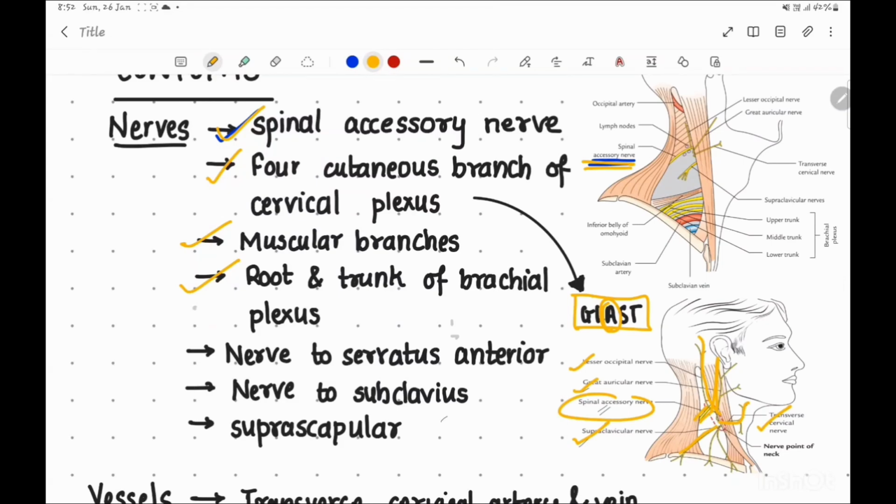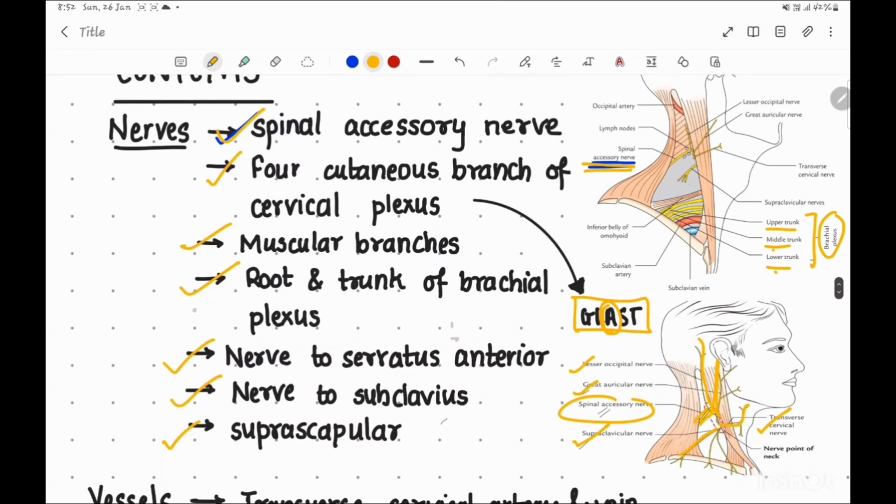Then there are muscular branches. We have roots and trunks of the brachial plexus. I'll show you the diagram. As you can see in this diagram, there is the presence of the upper trunk, middle trunk, and lower trunk of the brachial plexus. Then you have the nerve to serratus anterior, nerve to subclavius, and suprascapular nerve. That is it.